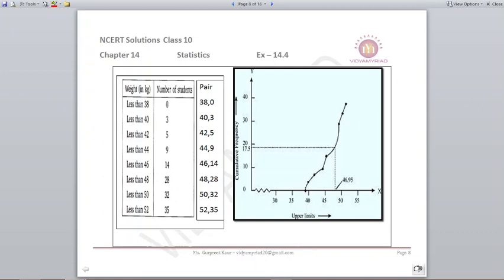Now on the y-axis we will mark 17.5. With the help of the scale we will mark it perpendicular on the x-axis. We will see that the x-axis point will be 46.95. Now we will prove this with the help of the formula or the table.